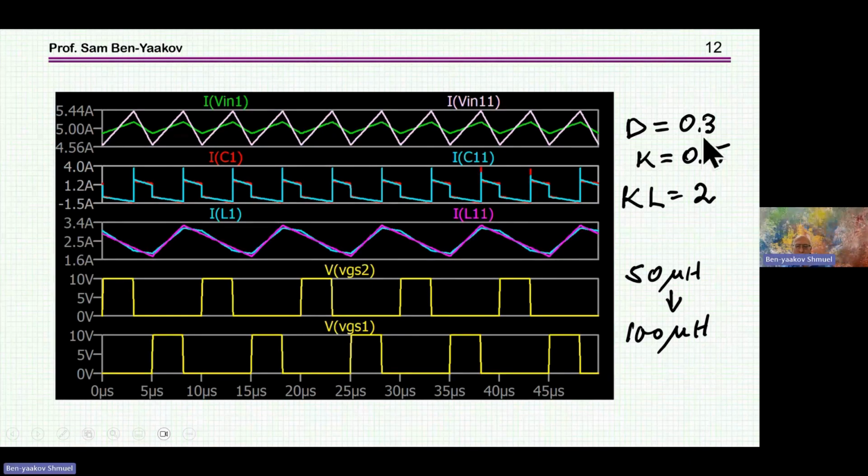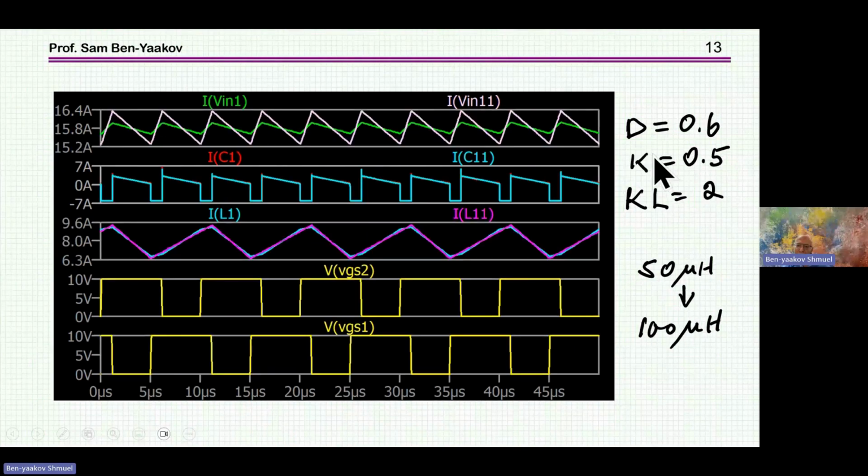This is for 0.3 duty cycle, coupling coefficient of 0.5, and it turns out that to get this, you need the inductance of each winding of the coupled inductors to be twice that of the uncoupled. So you lose here, and of course then you have to do the summation of losing here, gaining there, and see how much you actually gained net in this case.